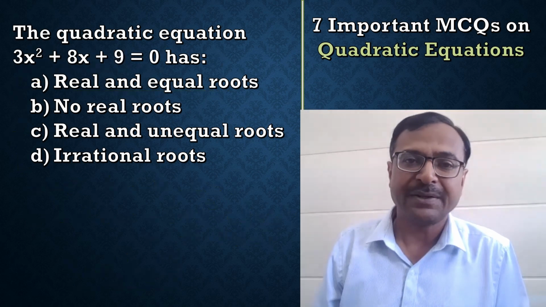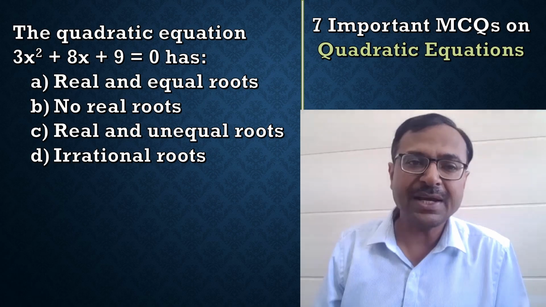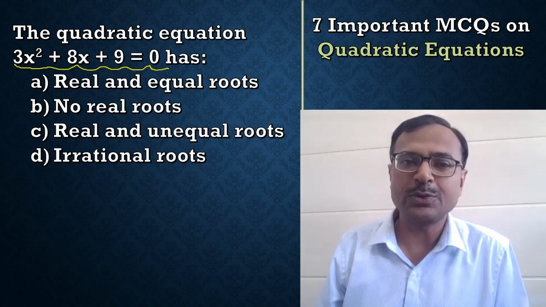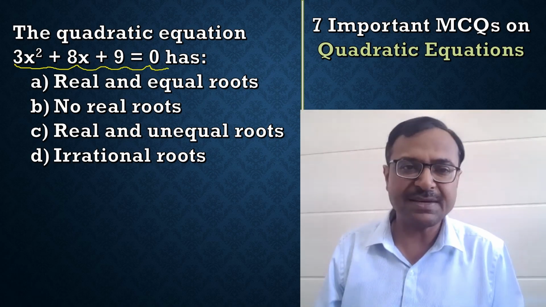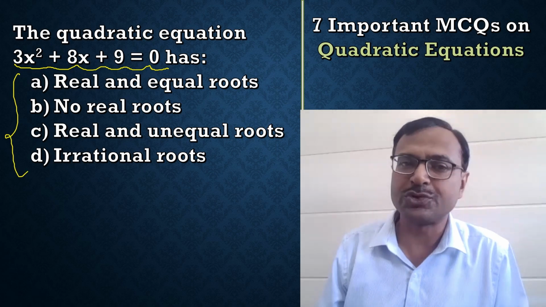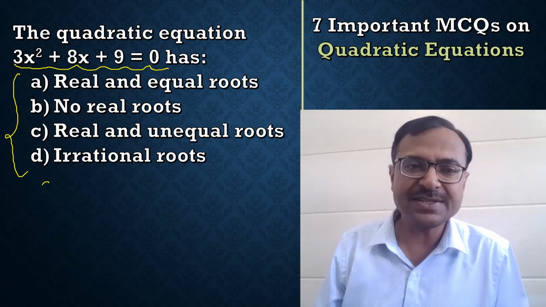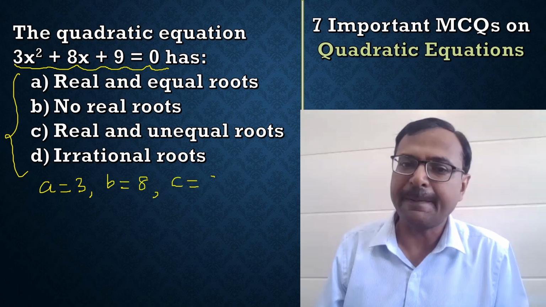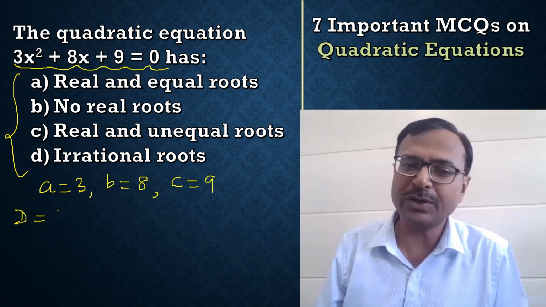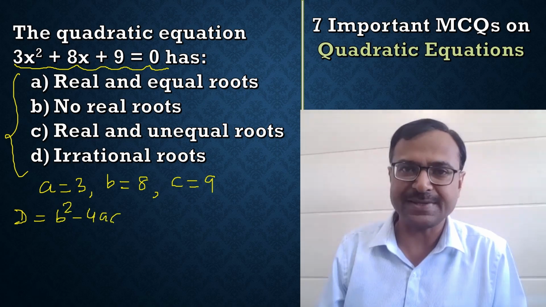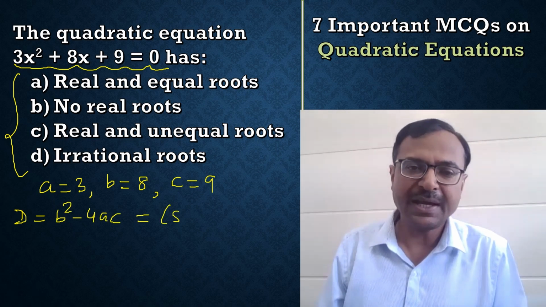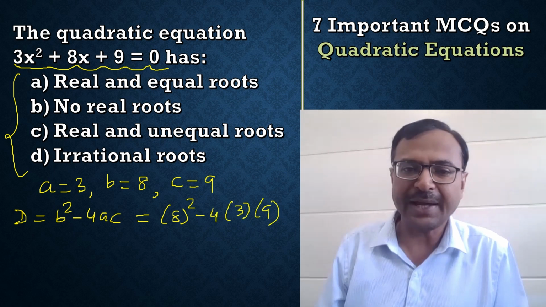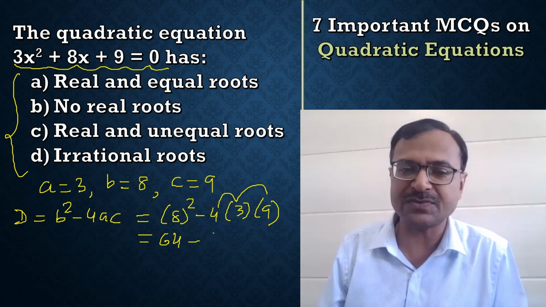What's this? Another quadratic equation, 3x square plus 8x plus 9 equal to 0, has, again, 4 different types of roots given as options, the nature. So in this case, a is 3, b is 8, and c is 9. So how do you find the discriminant? You know the formula, b square minus 4ac. So just put the values, 8 square minus 4 times 3 times 9. So I can see that this is 64 and this is 12 times 9, which is 108.